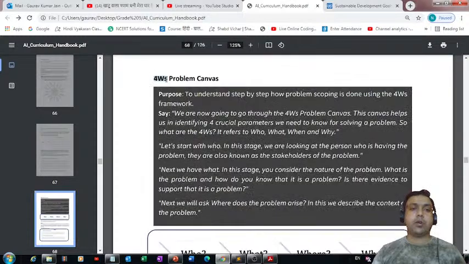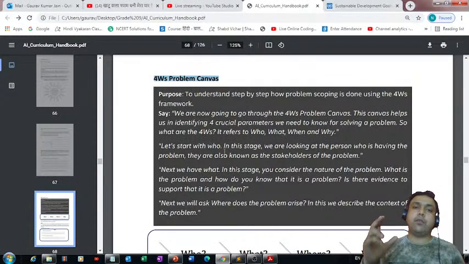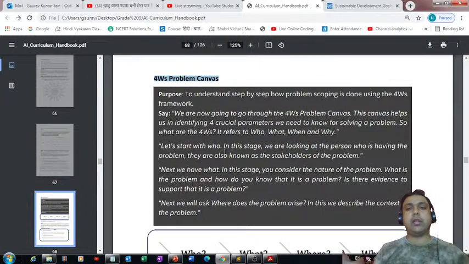Then comes the 4W problem canvas tool. Once you are done with selecting the theme, and then selecting the topic which belongs to the category of the theme you have selected, for that topic there are four or five different problems. Suppose you decided to go for the third problem, and you decided to create an artificially intelligent machine for providing the solution of the third problem. So you are done with scoping the problem.